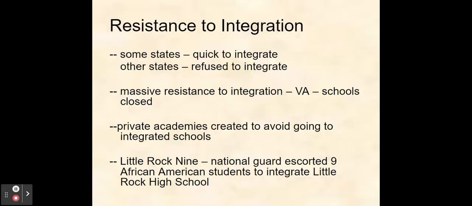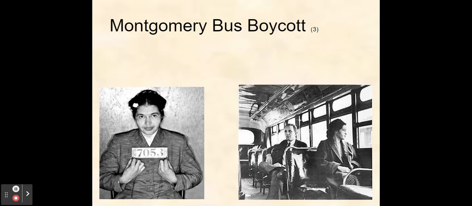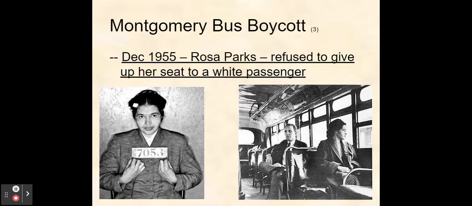That's going to lead to the Montgomery bus boycott. December 1955. It starts with this young woman right here. This is Rosa Parks, and you know the story. Hopefully, Rosa Parks refused to give up her seat to a white passenger.